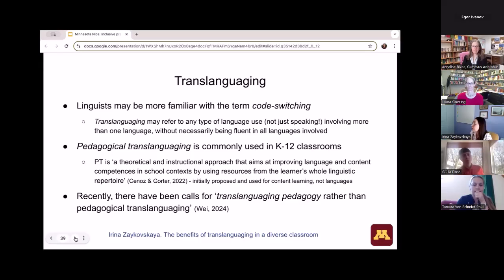There is also a concept of pedagogical translanguaging. That is a theoretical and instructional approach that aims at improving language and content competences in school context by using resources from the learner's whole linguistic repertoire.